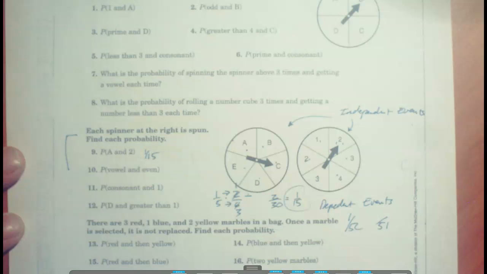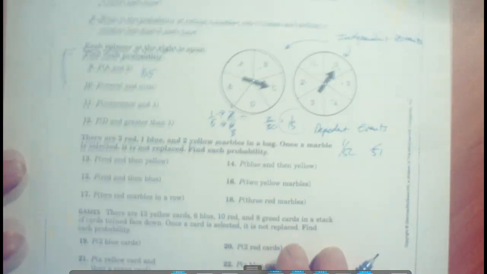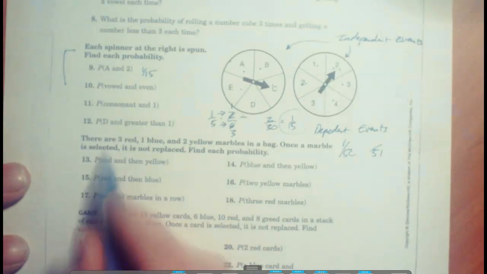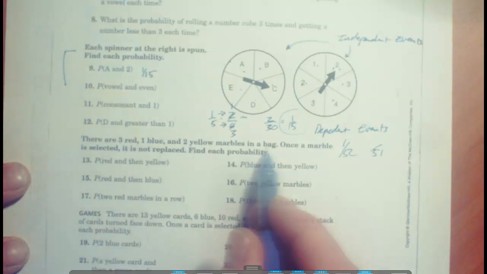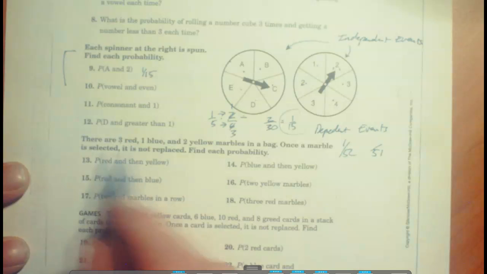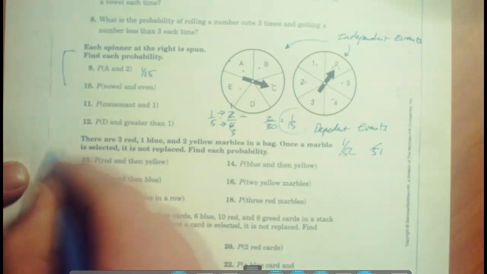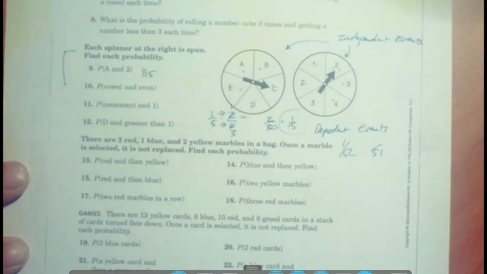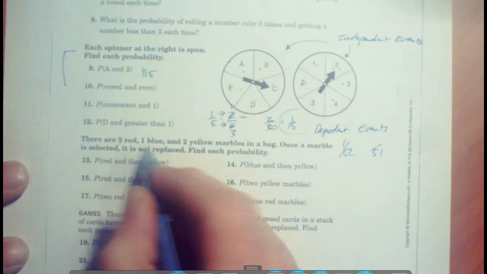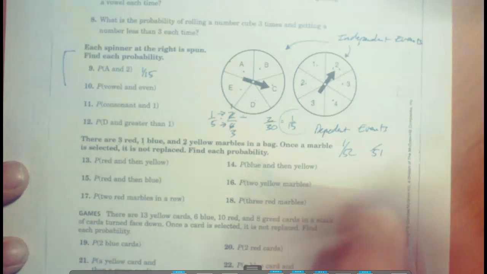Okay, let's jump down here and take a look at another question. This one has got a little setup. There are 3 red, 1 blue, 2 yellow marbles in a bag. Once a marble is selected, it is not replaced. So now these are going to be dependent events, where up here, these are totally separate. So let's count them up. We've got 3, 4, 5, 6. We've got 6 marbles in a bag.